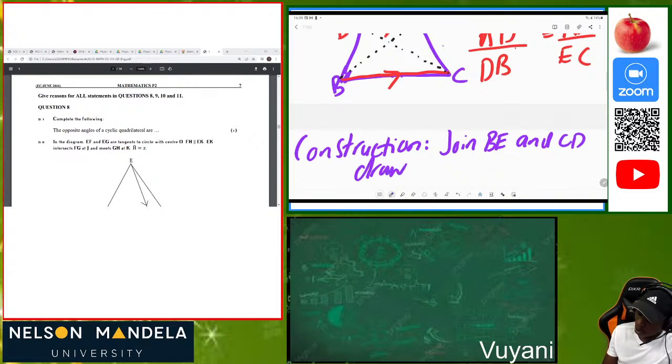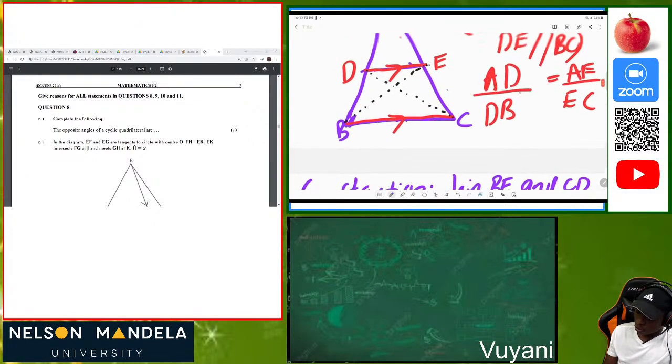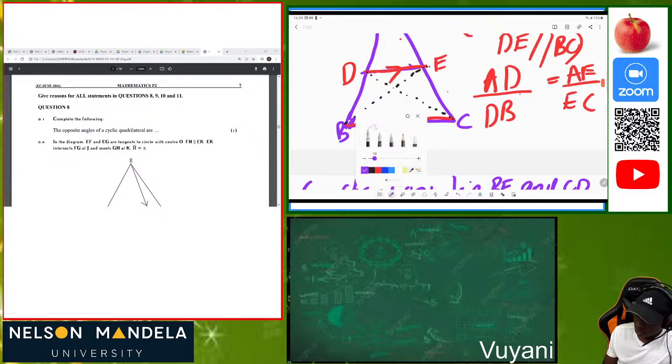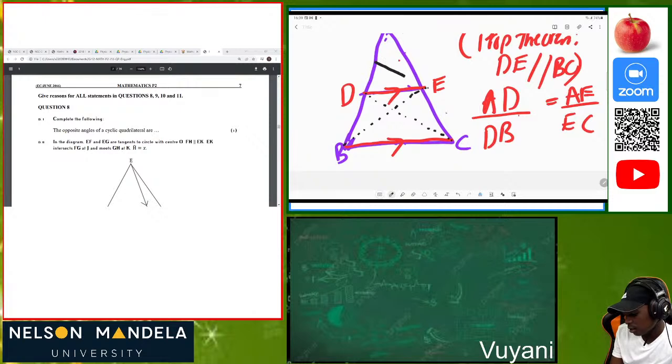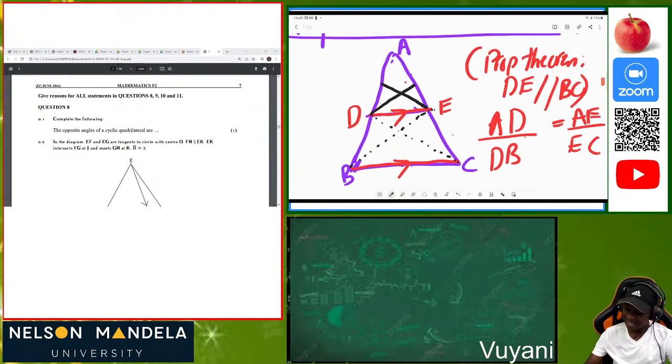Then now we have to draw heights. We must draw 2 heights. Let me use a different marker so that you can see. I want us to draw this height, and I also want us to draw this height. When you're drawing a height, we know that our height is always perpendicular to the line, that side. So it must create 90 degrees.